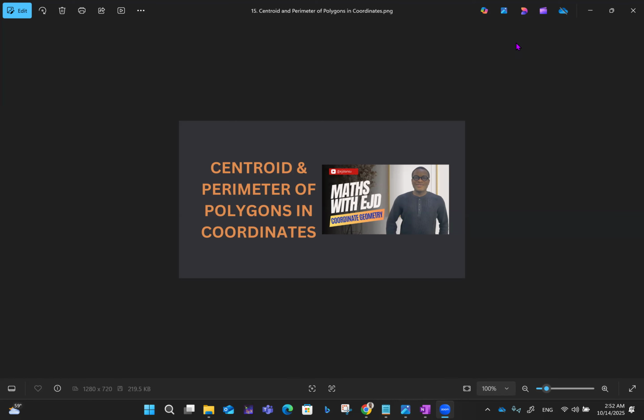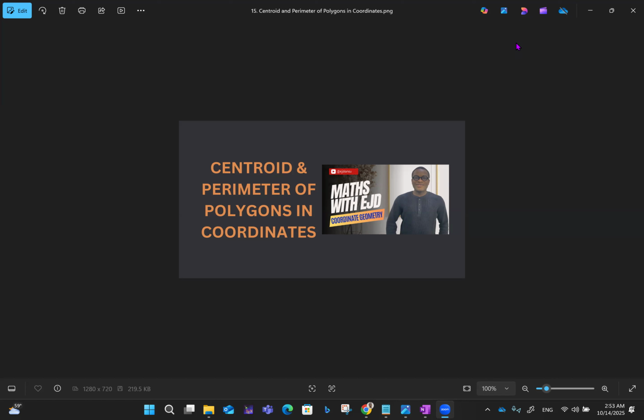We're still considering coordinate geometry. In the last video, I talked about polygons in coordinates. Now we want to look at centroid and perimeter of polygons in coordinates. As I indicated in the last video, a triangle is the simplest, the smallest form, so to speak, of polygons, right?